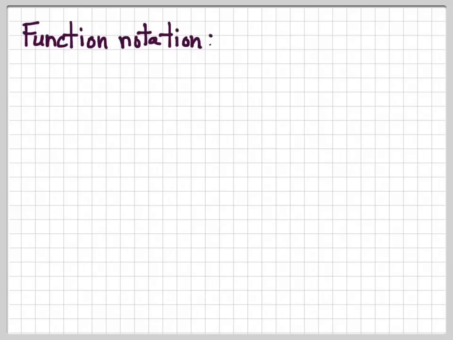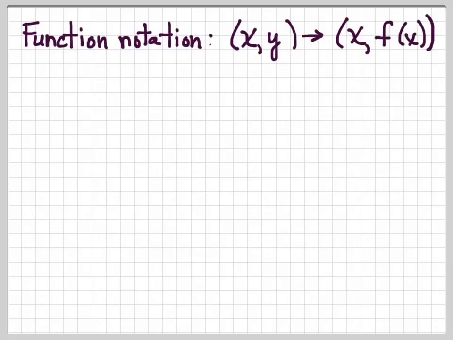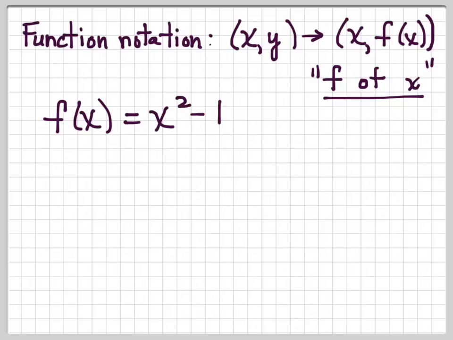Let's talk about function notation. Normally we have x, y. That's what we're used to looking at. But in function notation, instead of y, we substitute f of x. f of x means a function of x. So this coordinate would be x, and then the y coordinate would be the function of x. So let's do a couple examples.